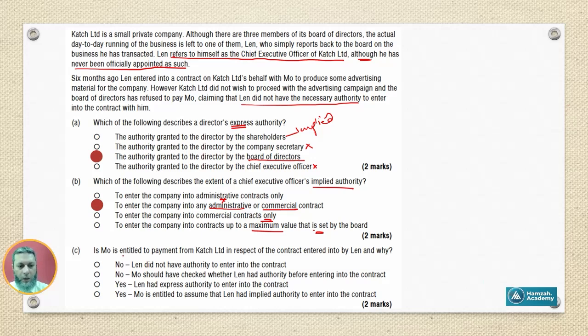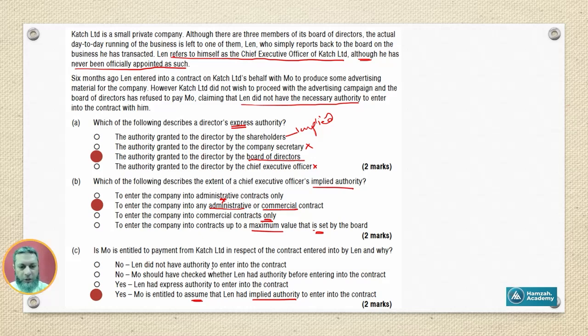Okay. Now, is Mo entitled to the payment from Catch Limited in respect of the contract entered into by Len, and why? Yes. Mo is entitled to assume that Len has implied authority to enter. Why? Because he knows him to be a director. Why the others are not correct?